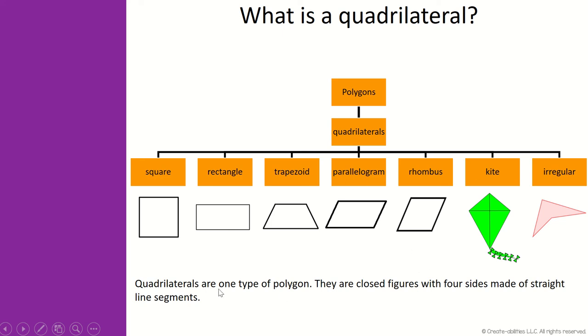It says quadrilaterals are one type of polygon. They are closed figures with four sides made of straight line segments. What I want you to do is go ahead and draw each of these shapes underneath the category, and you can press pause to do that and then click play when you're ready to go.